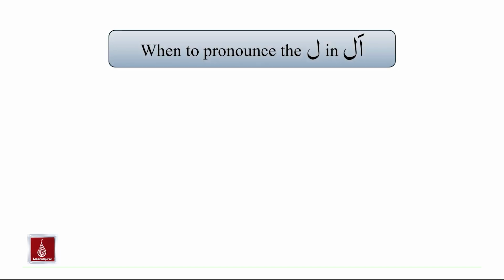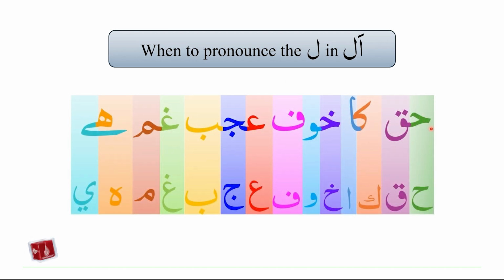Let us look at the cases where we need to pronounce the lam in al. A very useful clue is for us to try to memorize this statement, which is haq ka khauf ajab gham hai. This is a statement in Urdu, but it provides us with a list of alphabets. These alphabets, whenever they are involved, we need to pronounce the lam in al. And we will look at examples soon as to how to apply this rule.